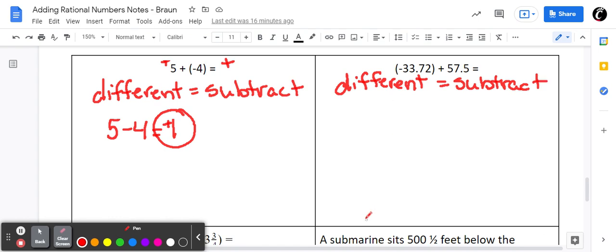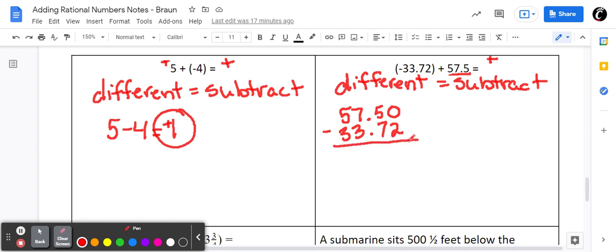So I'm just going to set this up as a subtraction sentence. I'm going to start with my number with the larger numerical value, and that larger numerical value is +57 and 5/10ths. That's positive, so that also tells us our answer is going to be positive. So we're going to start with that number. I'm going to write 57 and 5/10ths, and I am going to subtract from that 33 and 72/100ths. Now, since these decimals are not the same length, I'm going to add a 0 up here instead of 5/10ths. Now it's 50/100ths. And now I'm going to subtract.